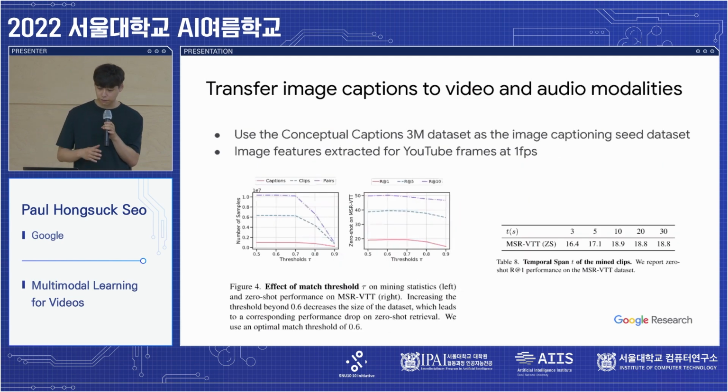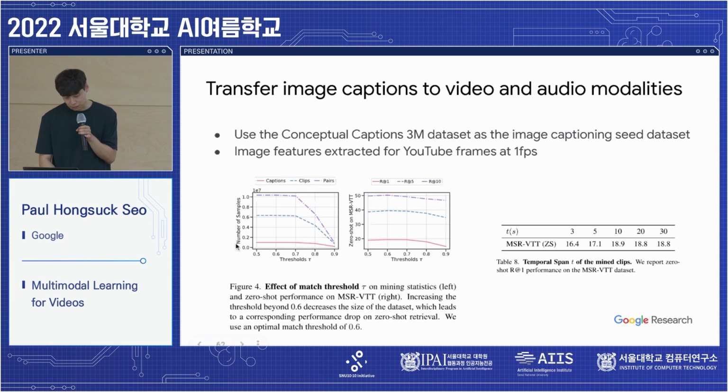For the dataset collection, we performed some evaluations. Threshold tau is the threshold that we used for determining the matches. As you can see, as we increase the threshold tau, the number of samples decreases quickly, and the zero-shot retrieval performance also decreases because the number of samples reduces quickly. What we found is that 0.6 is quite a reliable threshold, so we used 0.6.